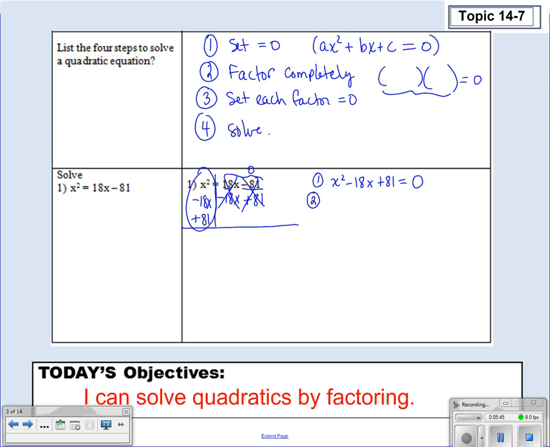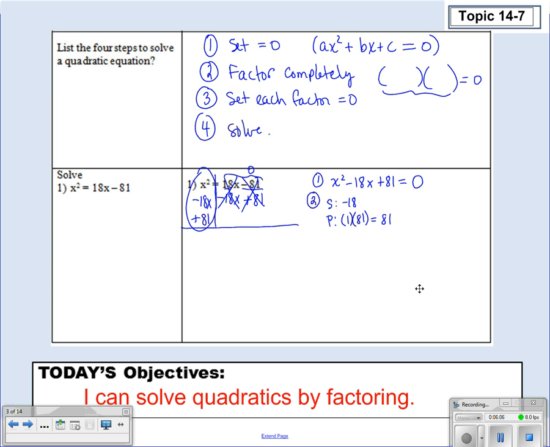To factor completely, we have to start off with our s and our p. The sum of the equation that we now have above is the negative 18. It's the number in front of the x. The product, we take the number in front of the x squared, which is 1, times our constant, or 81, that's at the end, and we get a positive 81.